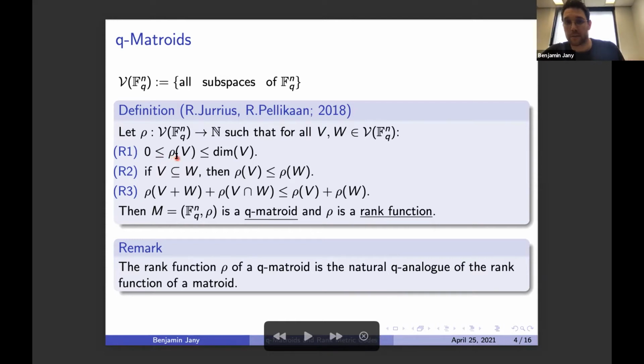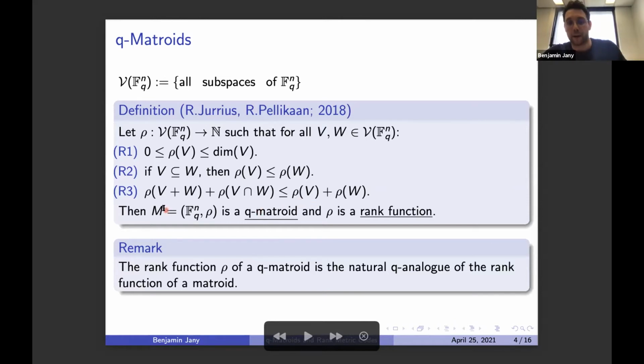So for any subspace V of F_q^n, rho(V) must be between 0 and the dimension of V. It has to satisfy a non-decreasing property. So if I take two spaces V contained in W, then rho(V) is less or equal to rho(W). And the last property this rho function needs to satisfy is this submodularity property, where if I take any two spaces V and W, rho of the sum plus rho of the intersection must be less or equal to rho(V) plus rho(W).